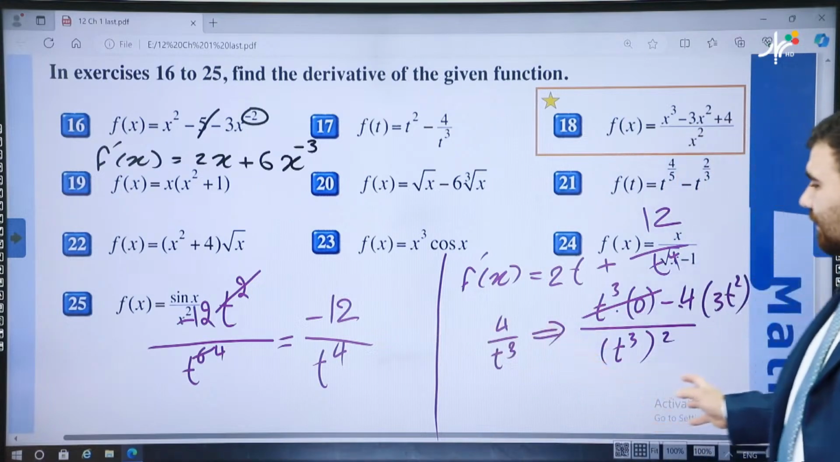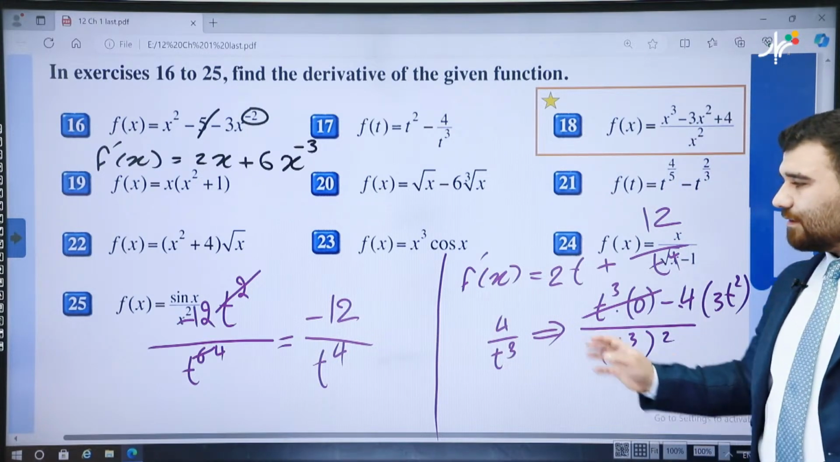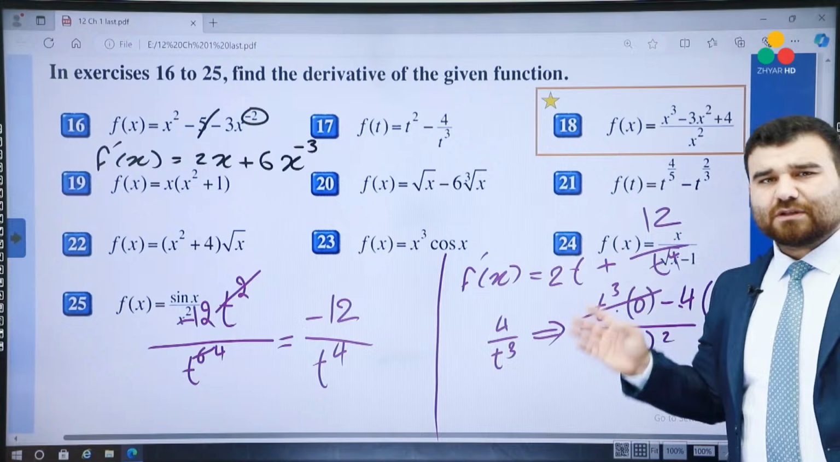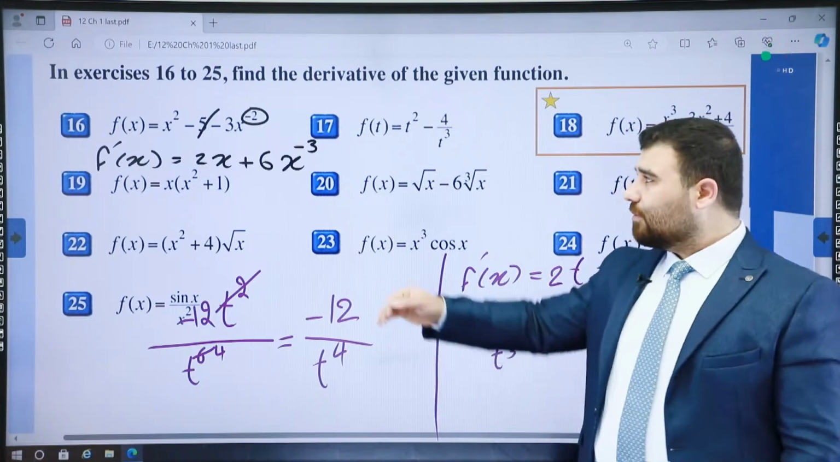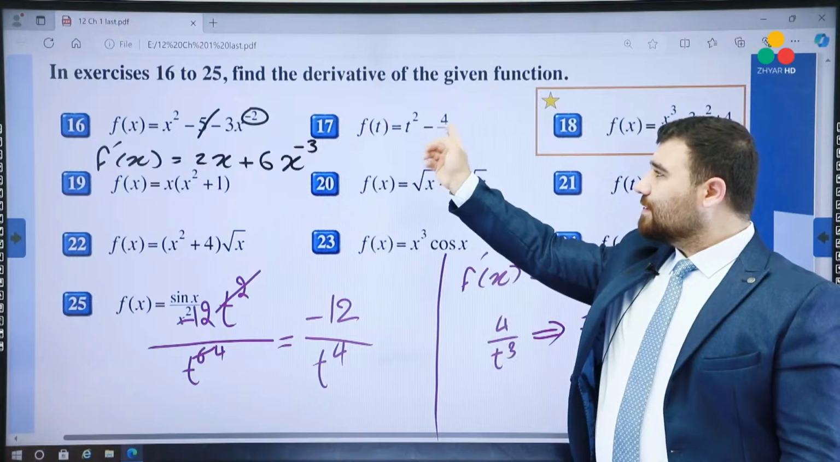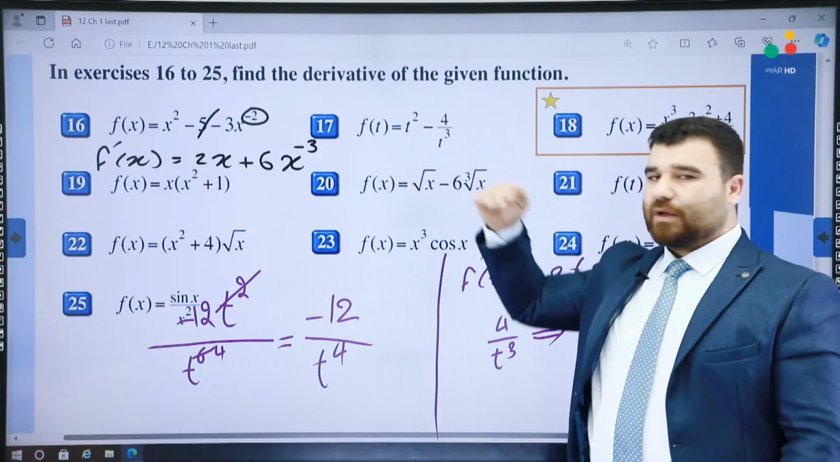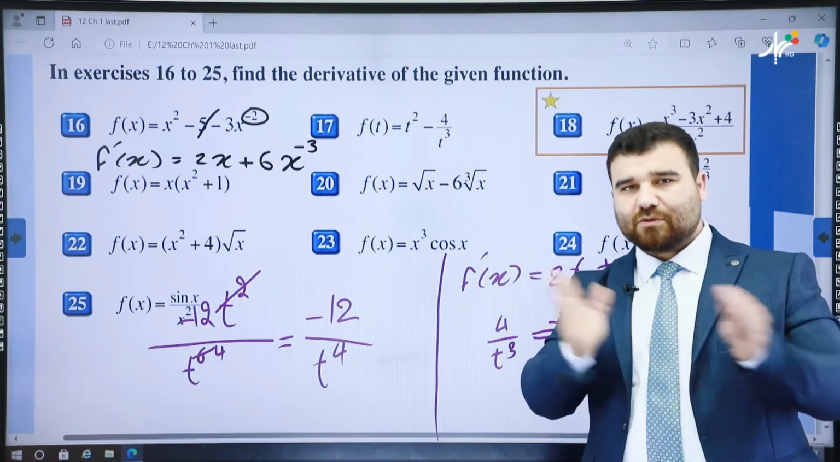So simplifying is very important, and looking back to the question. Don't lose track. When you solve a question, don't lose track. Don't give up. Look back. The question is two pieces. It's minus between them. When I do the derivative, it will be two pieces.